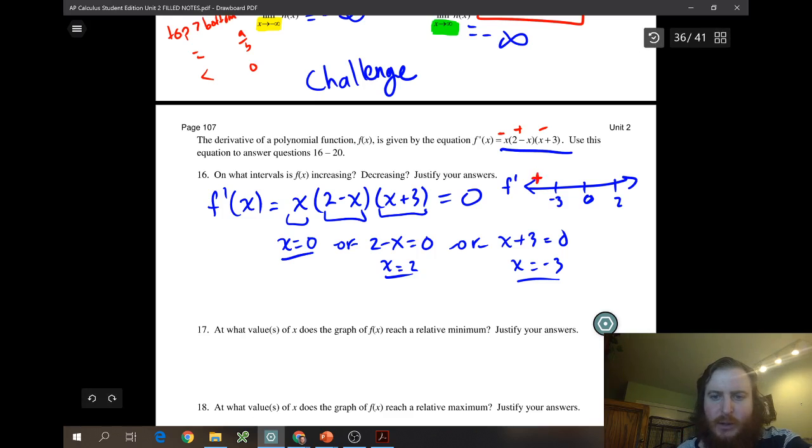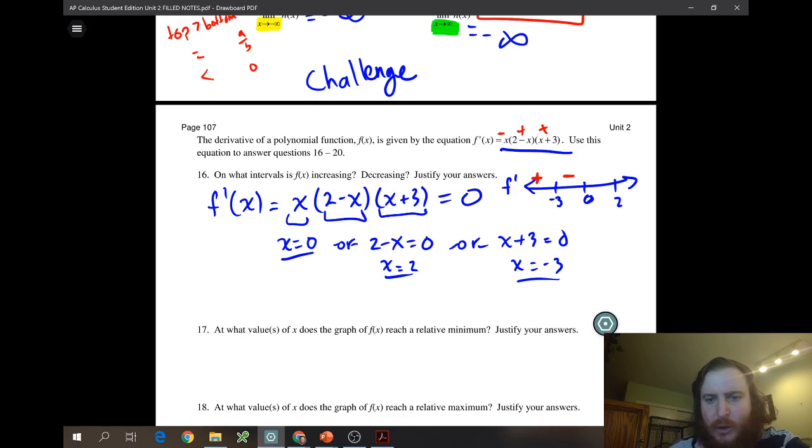Okay? Then let's plug in negative 1. Negative 1 is negative. 2 minus negative 1, that's going to be 2 plus 1, positive again. And negative 1 plus 3 turns positive. So negative times positive is negative. We're just checking signs. We're not actually checking the values. We're just plugging in signs.